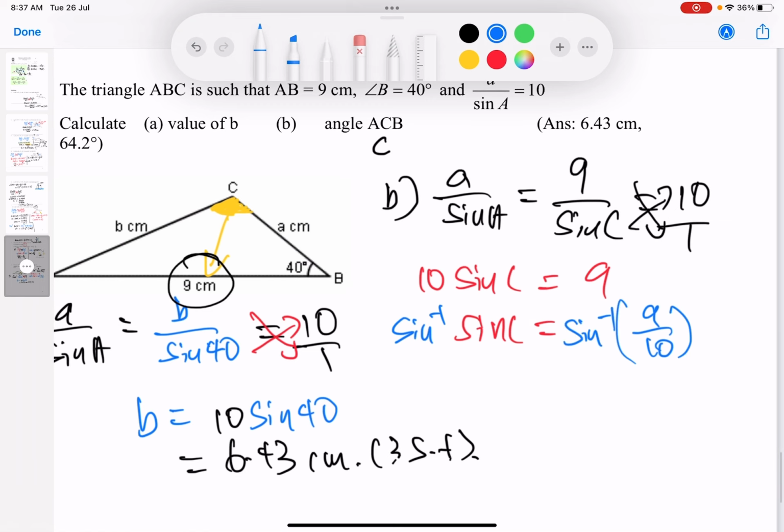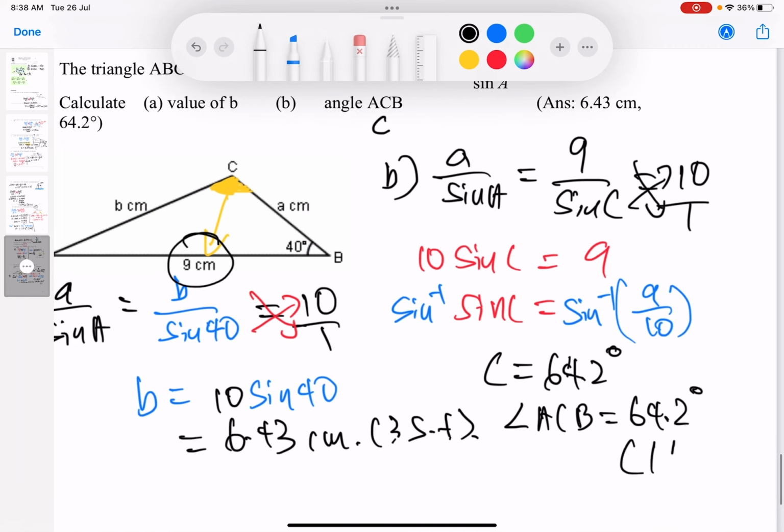You sine inverse on both sides, and you should get the angle C is 64.2 degrees. Of course they want you to write it down as angle ACB, so you can write down angle ACB is 64.2 degrees. This is to 1 decimal place.